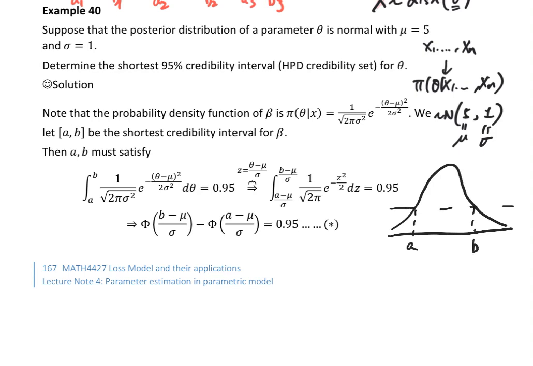Such that the probability that theta is between a and b is equal to p. And what's more, at a and b the density function values are the same. To get this, you just consider this probability.